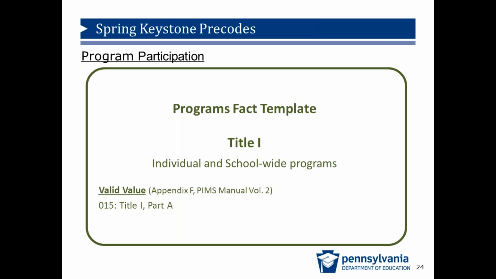This is where Title I information is collected using valid values of 015 through 015 to be included as part of the student's demographics. For this upload, please include both individual and school-wide program participation. Title I information is collected and used for reporting federal designations in accountability reporting.